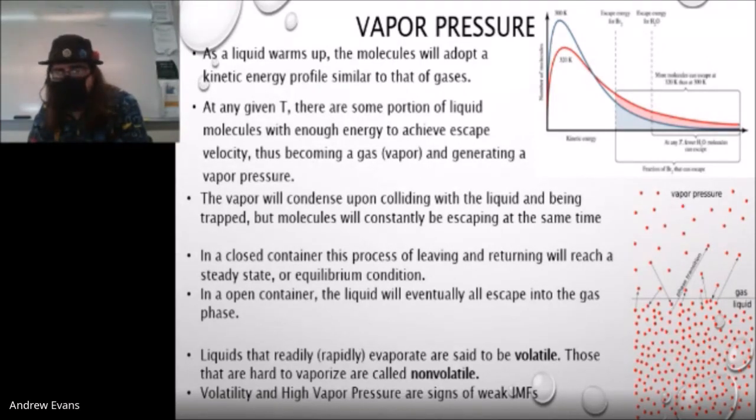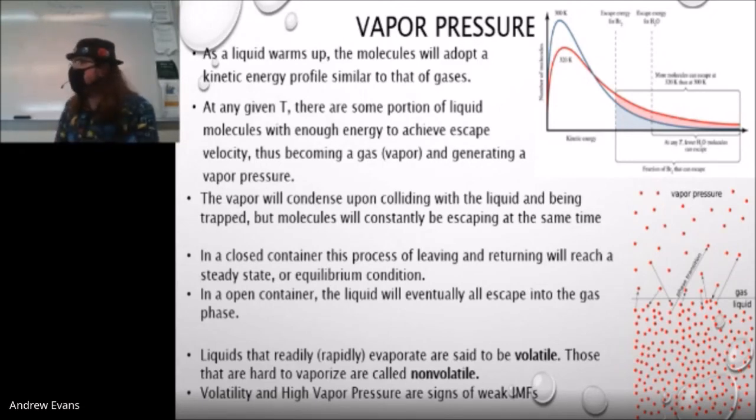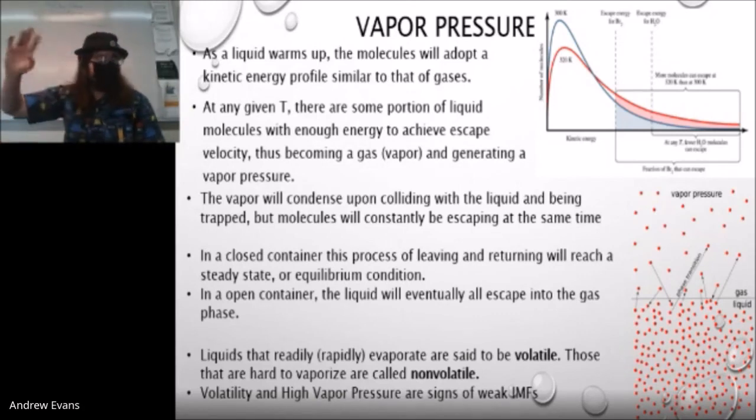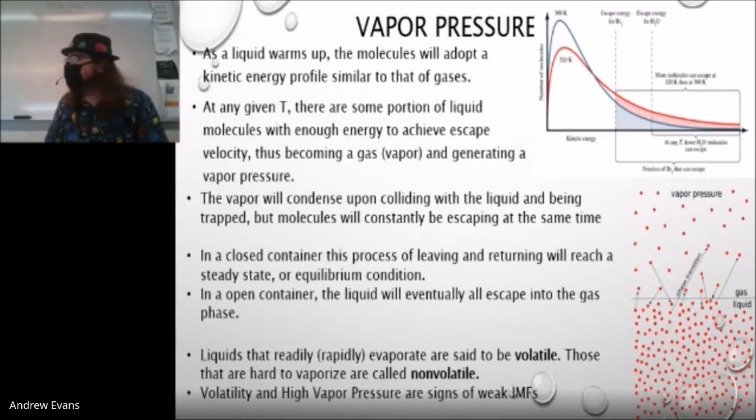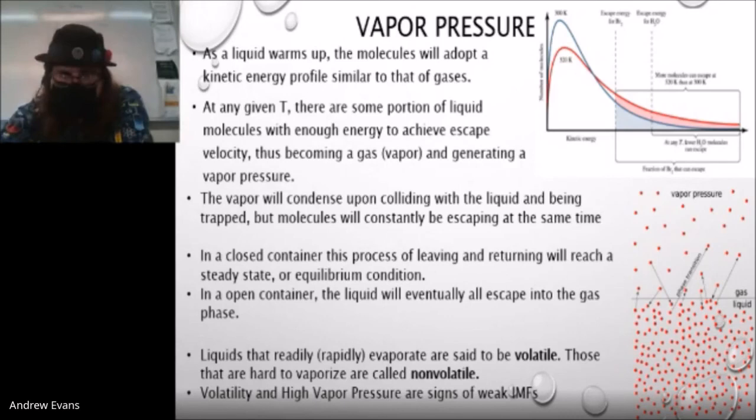However, in an open container, the liquid will eventually all escape into the gas phase. So if you leave a glass of water on your table for a couple months, a year, it's eventually going to go dry. It may take a while, but the liquid will escape into the gas phase, and if it's not enclosed, it could bounce away into the atmosphere, and it won't come back.